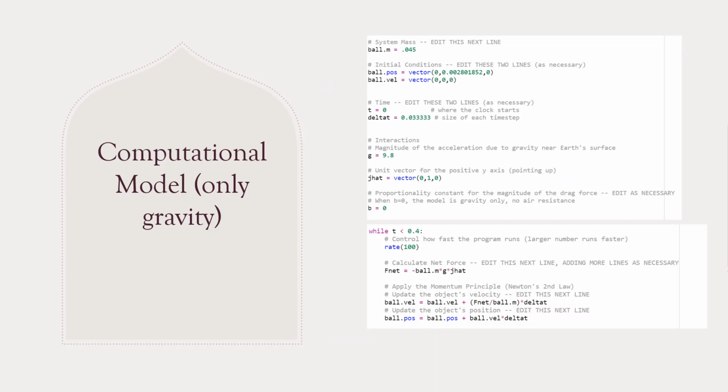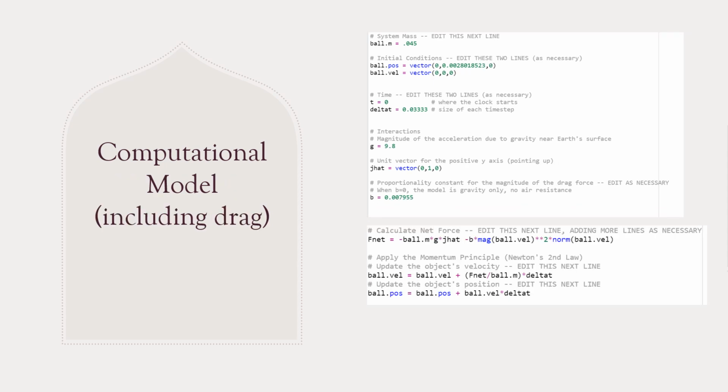Here's the code for the computational model that only included gravity. You can see here the initial position, the initial velocity, delta t, which is the frame rate of the video. G is equal to the gravitational constant. B is equal to 0 because that is the proportionality constant for the drag force, and I'm not analyzing drag in this model. And then F net is equal to negative mass times g times j hat. That's pretty much just the gravitational force, and then I calculate its velocity and position using the velocity and position update formulas.